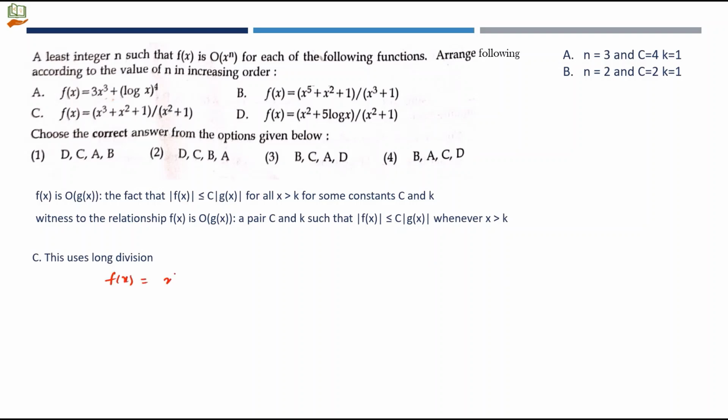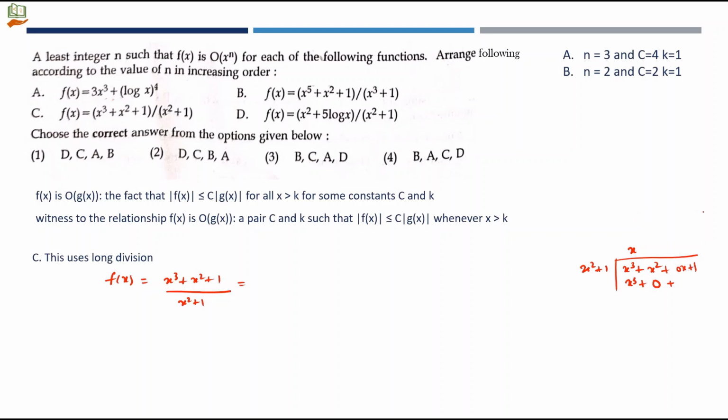F of x is equal to x cube plus x square plus 1 divided by x square plus 1. How should we reduce this? We'll have x square plus 1, then we'll have x cube plus x square plus 1. Why am I leaving space here? I will tell you. What is the difference between x cube and x square? It is x. What is x square into x? It is x cube, plus what is 1 into x? It is x. Here we have x power 2. So we will place 0 here. Here we should add a term 0 into x to tell that this term is missing.